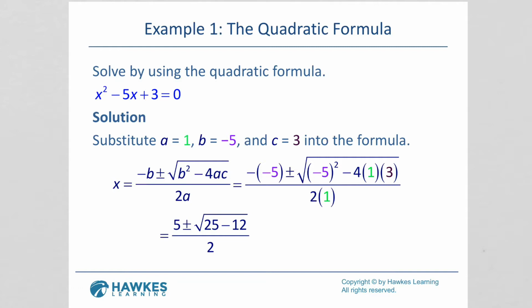That simplifies into 5 plus or minus the square root of 25 minus 12 all over 2, which is equal to 5 plus or minus the square root of 13 over 2.